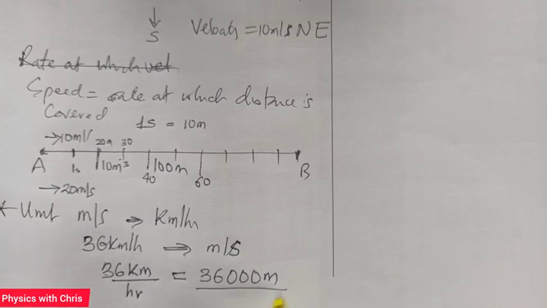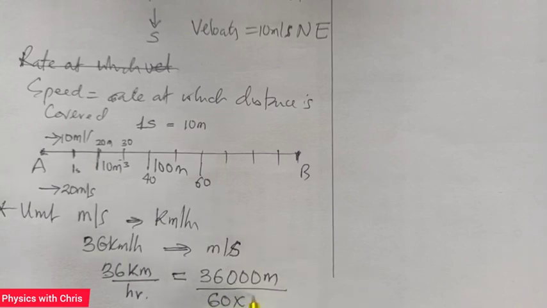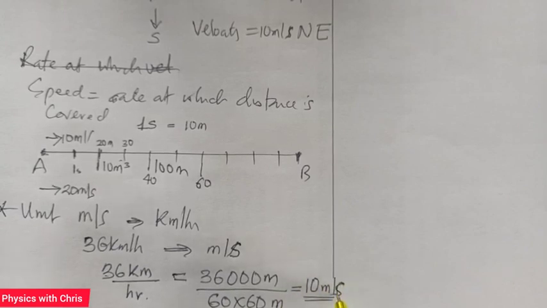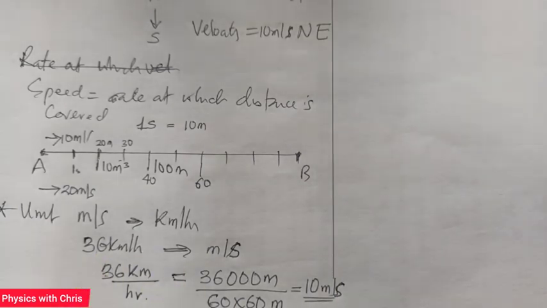So it gives you that over 1 hour. Change that to seconds, because 1 hour is 60 minutes, and then 1 minute is 60 seconds. So 1 hour is 60 times 60 seconds. So by the time you evaluate this, you are going to get 10 meters per second as your speed in meters per second. So you'll be able to convert speed from kilometer per hour to meter per second.